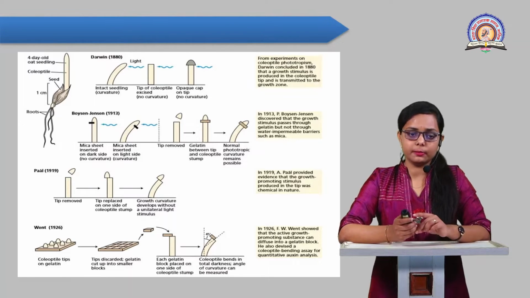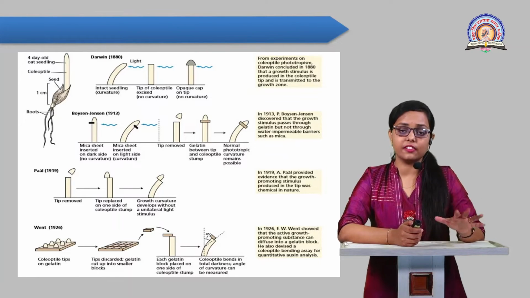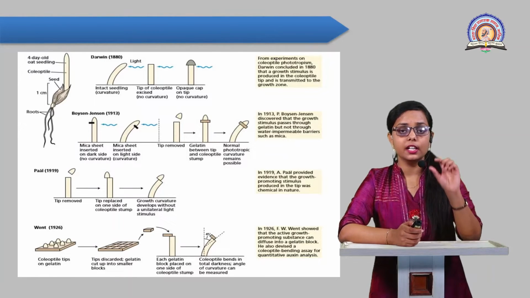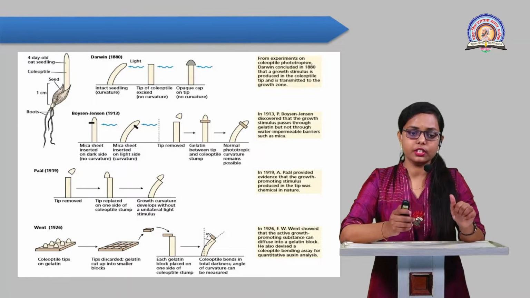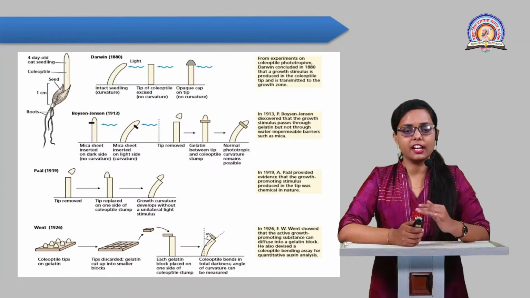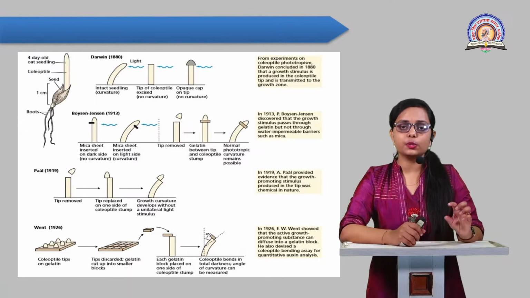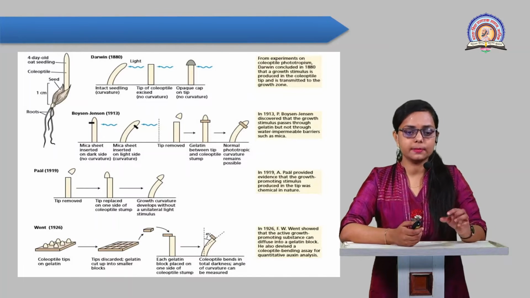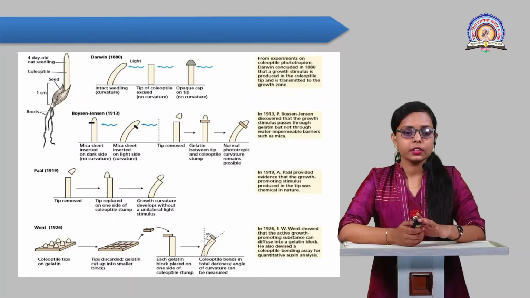In the next experiment, performed by Went in 1926, he took several coleoptiles, removed and excised the tips, and kept those coleoptile tips on gelatin blocks. After a few hours, he removed those tips from the gelatin. On each block he kept those coleoptile tips, and after a few hours he removed the coleoptile tips and took only the gelatin block, as you can observe in this diagram.